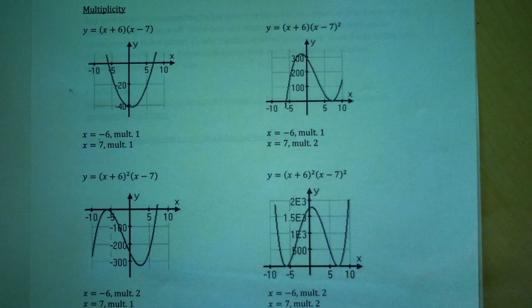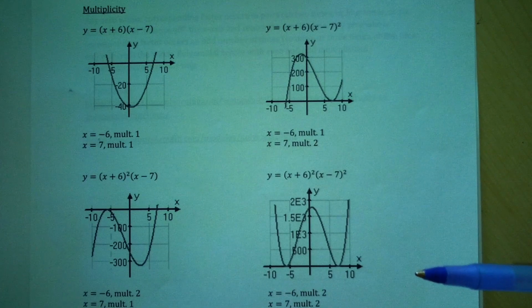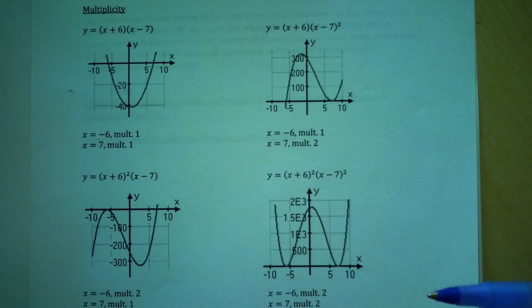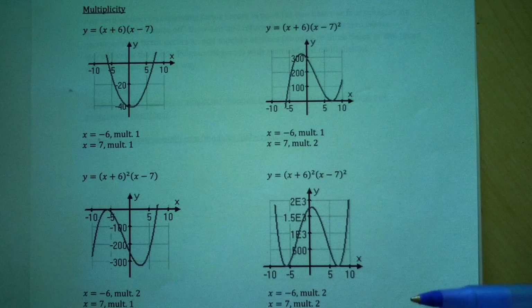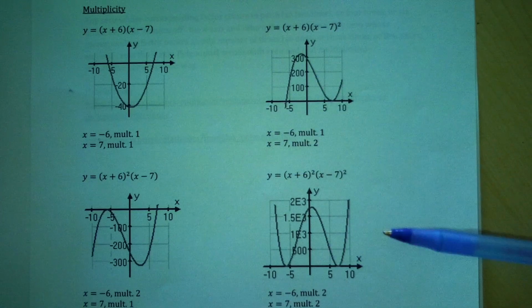So like at -6, it would go past it, and at 7, it would go past it. If your multiplicity is an even number, so like here at the 6, it's odd, and at the 7, it'd be a positive 7 for the 0, it's even. What happens is it hits that spot, and then it bounces off the same direction.